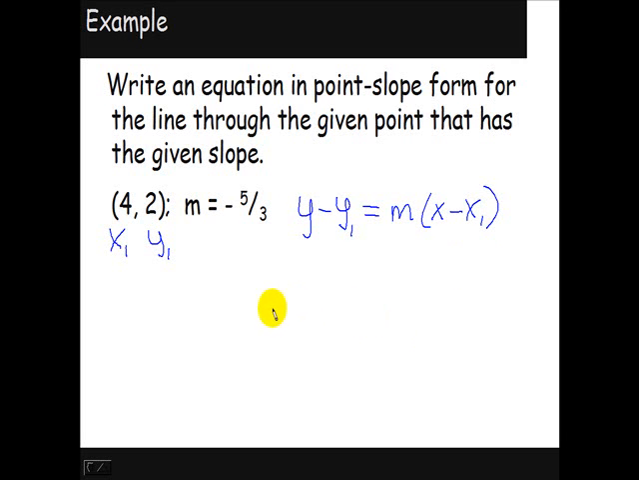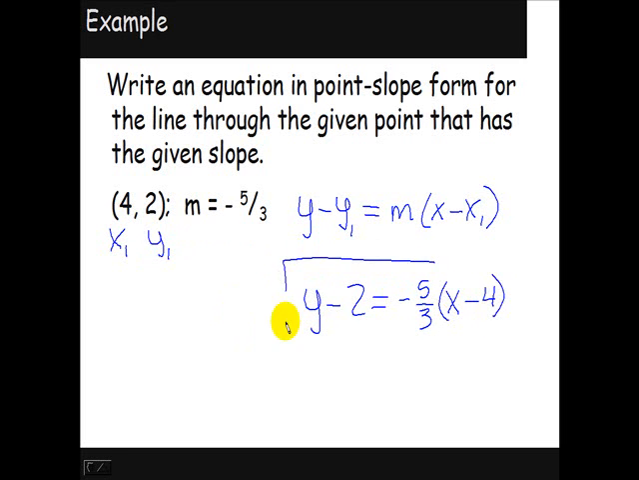So from here, let's just plug in values. We have y minus, the y1 value is 2, is equal to the slope, which is negative 5/3, times the quantity x minus x1. The x1 value is 4. And that's it. We're done right here. There's our equation of a line in point slope form.